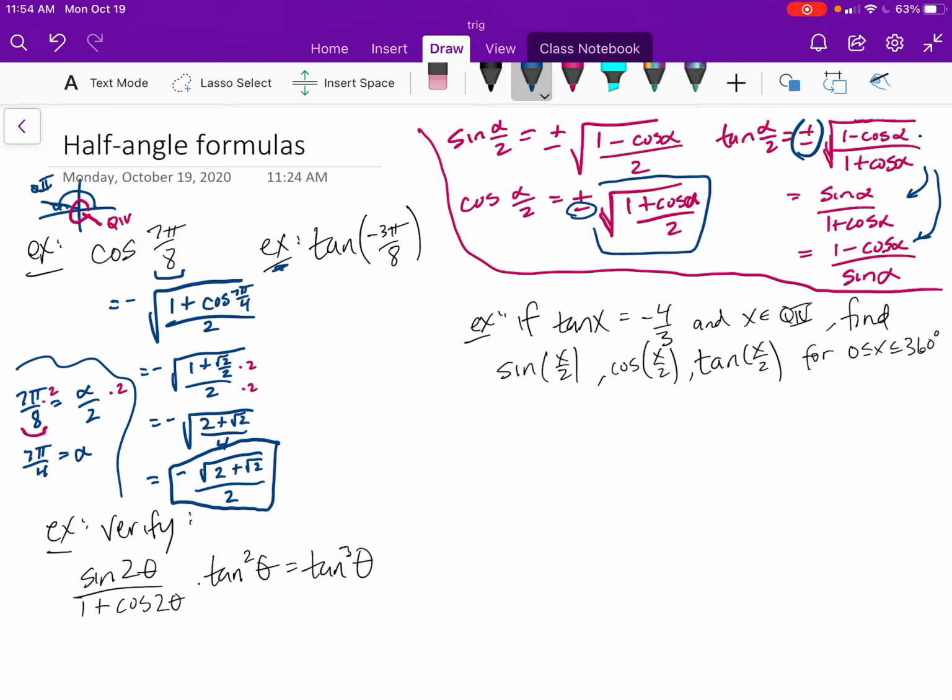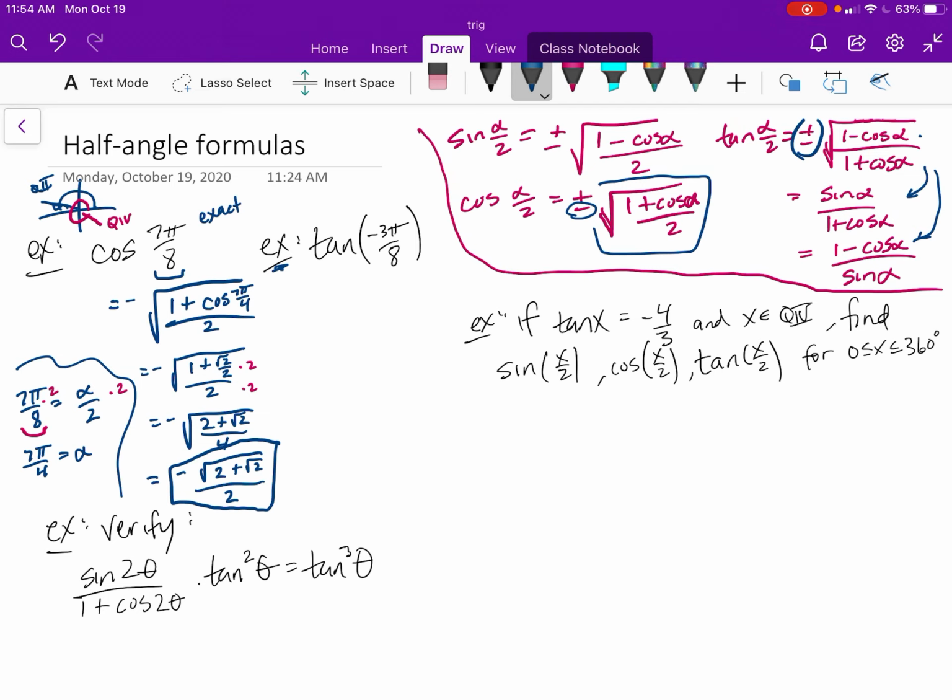If you plug that in the calculator, you would get the same thing as if you plug in cosine 7 pi over 8. But we always want exact answers, not approximate. But calculators are a good way to verify your work.